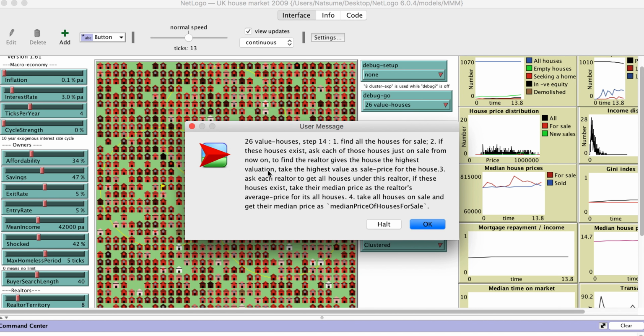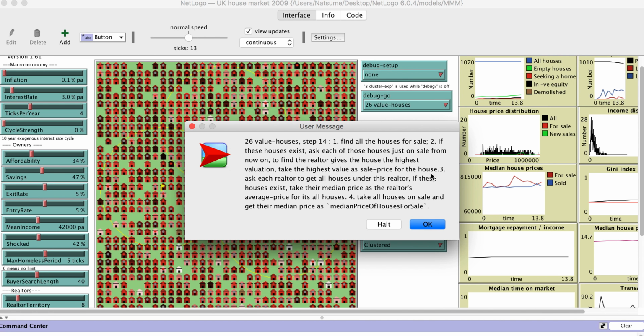So the realtors who control the territory where those houses are in will provide valuations for the house, and the owner will choose the realtor who provides the highest price, and we will make that realtor the house's realtor, and also we will make the highest valuation the sale price of the house.